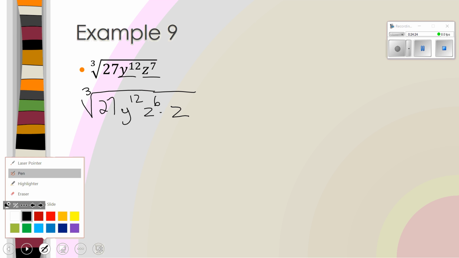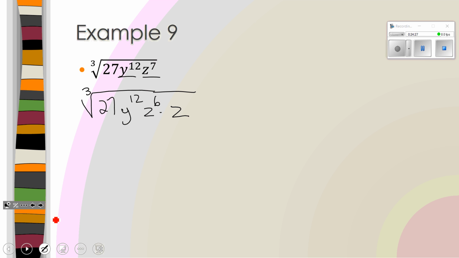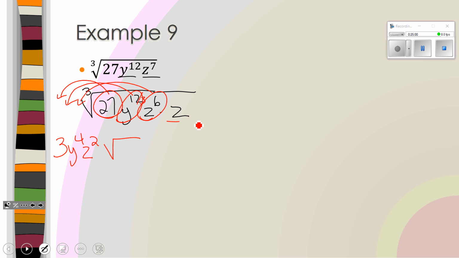And I encourage you to circle what's perfect, because if you don't circle and underline, what's going to happen, especially when it gets really big? You're going to lose pieces and parts. Okay? So, what is the cube root of 27? 3. What's the cube root of y to the 12th? Divide by 3. So y to the fourth. What is the cube root of z to the sixth? Z squared. What's left underneath? A z. So the answer would be 3 y to the fourth z squared times the cube root of z.